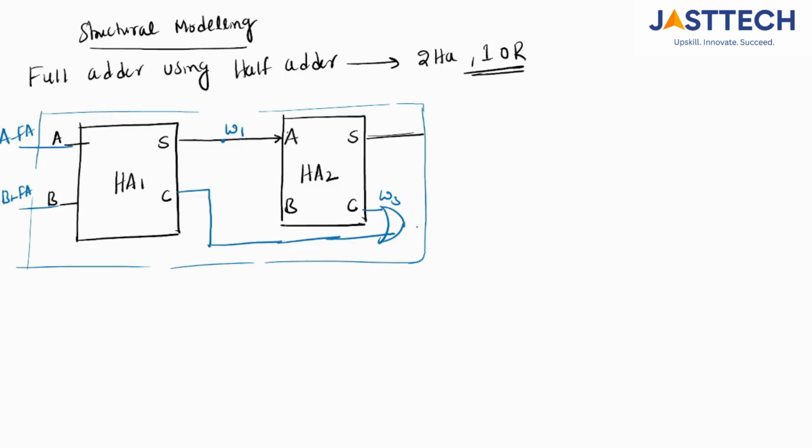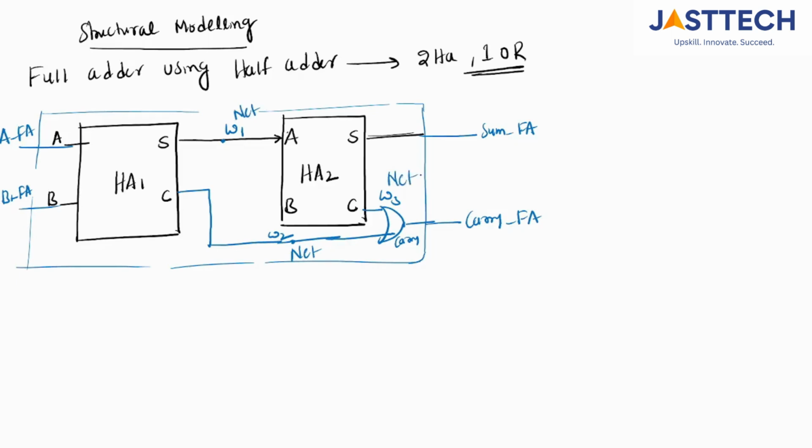Here you are getting carry as output, and this is sum. These outputs are sum underscore FA and carry underscore FA. So here also I need to declare the internal variables. This is W2, and this is also W3. Internal variables are nothing but you need to declare with net data type.